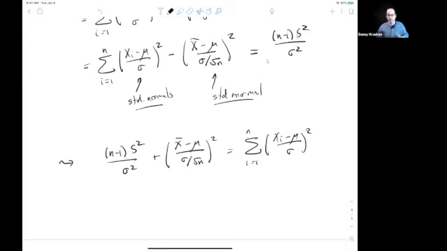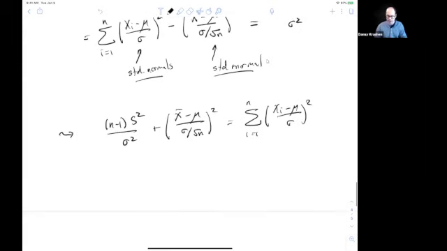Okay, now what does this tell us? As we were saying, each one of these is a standard normal random variable. I'm adding up n of them, they're all independent. So this is a chi-square with n degrees of freedom random variable. This one is a single standard normal random variable squared. So this is a chi-square 1 standard normal random variable. And the question is, of course, what's this one?